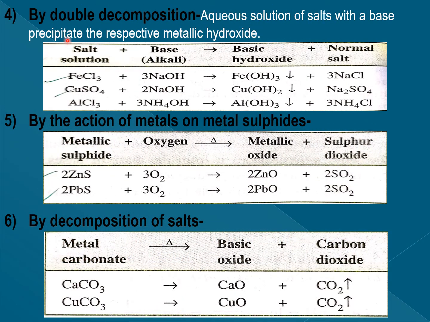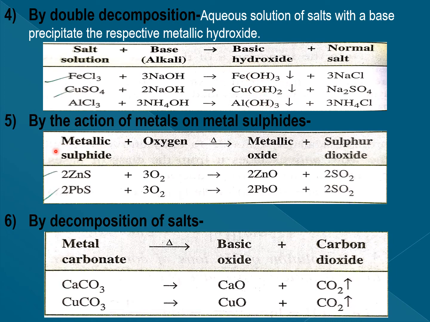Next, double decomposition reaction. When aqueous solutions of salts react with a base, a precipitate is formed. Ferric chloride reacts with sodium hydroxide to form ferric hydroxide and sodium chloride. In the same way copper sulfate reacts with sodium hydroxide to form copper hydroxide and sodium sulfate, and aluminium chloride reacts with ammonium hydroxide to form aluminium hydroxide and ammonium chloride. Ferric hydroxide, copper hydroxide and aluminium hydroxide are all precipitates.